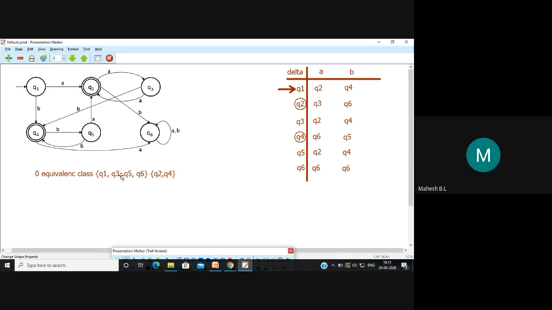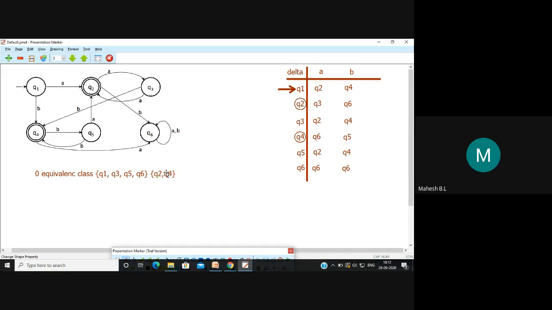We check whether these are distinguishable or not. In the first class, there are four states: Q1, Q3, Q5, Q6. If they are indistinguishable, then they continue to remain in the same class. Otherwise, they'll be partitioned. Similarly, Q2 and Q4 are initially considered part of the same class, but if they are distinguishable, then they are going to be part of different classes. For that, we need to consider the transitions.